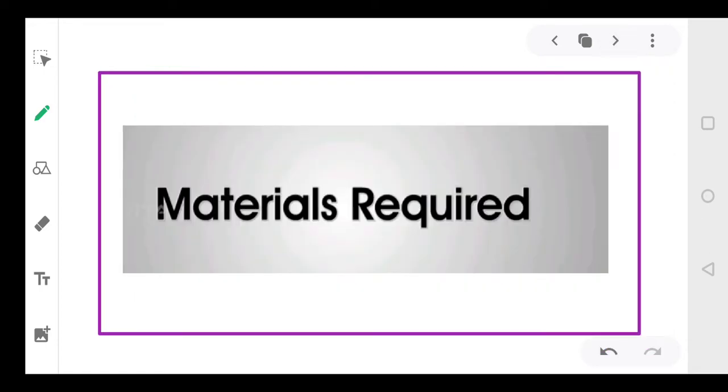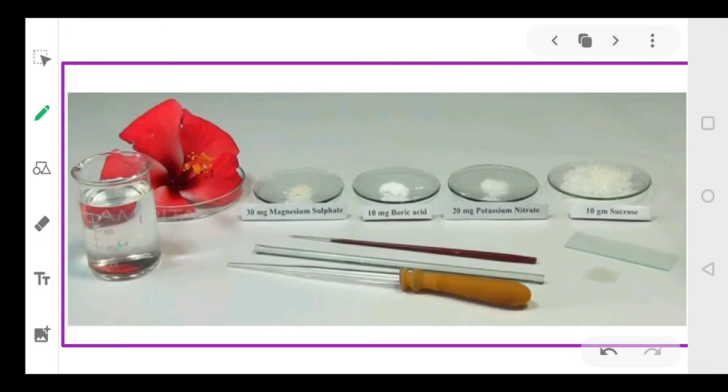So today we'll be performing an experiment. We will see the formation of pollen tubes, how pollen tubes are formed, how pollen germination occurs. So we will perform this experiment. Our aim of the experiment is to observe the formation of pollen tube. Now for this activity, we'll require certain materials. We'll require a flower, and we'll have distilled water in the beaker.